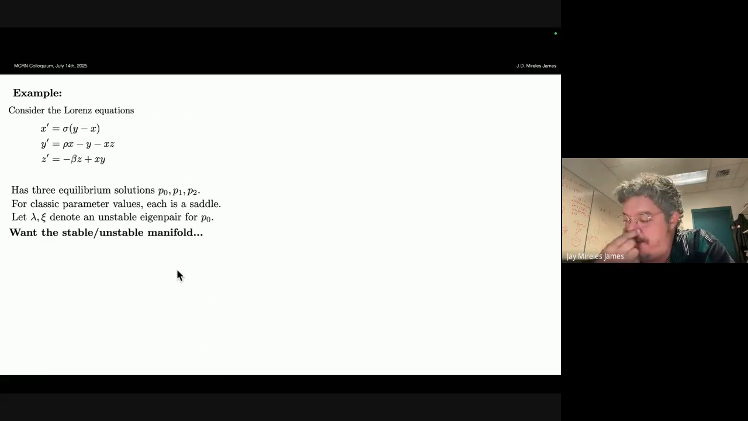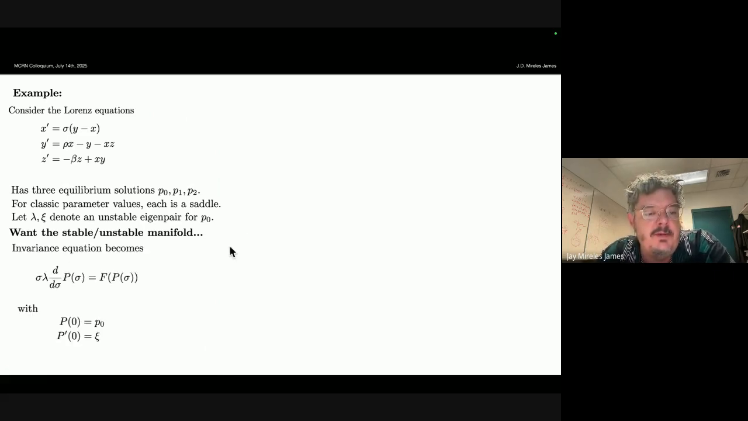Sorry, it's getting a little distracting outside as the weather is pretty intense. I'm going to go a little fast here, I think, because I did a lot of detail on the Henon example, and time is moving on now. But the invariance equation for this 1D manifold is going to be this. So now I want to solve this equation for P.